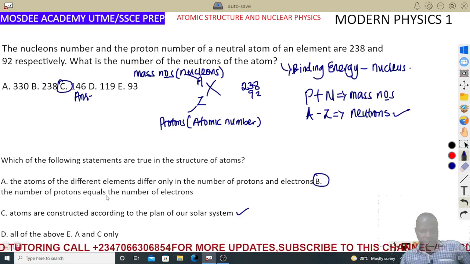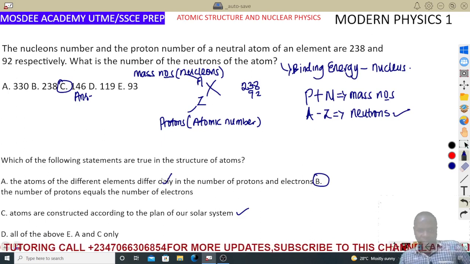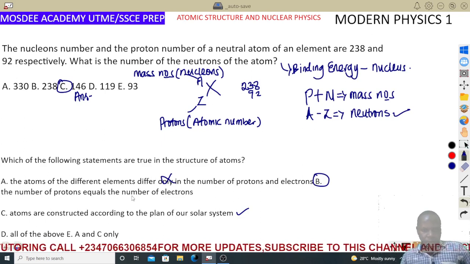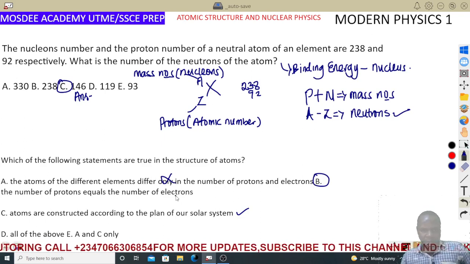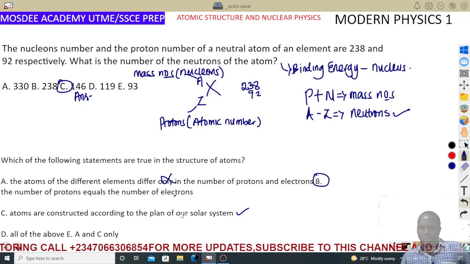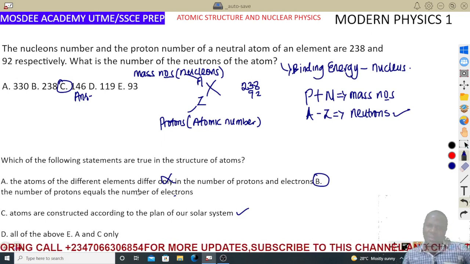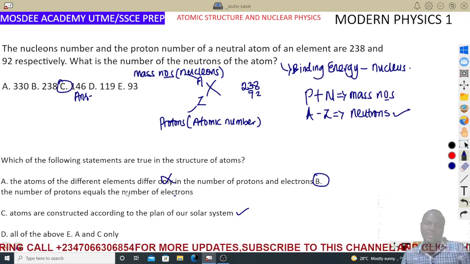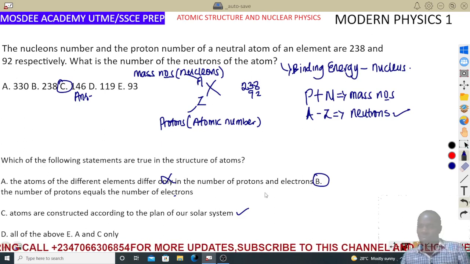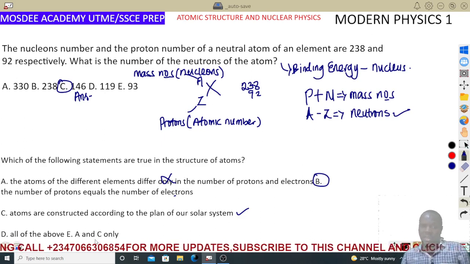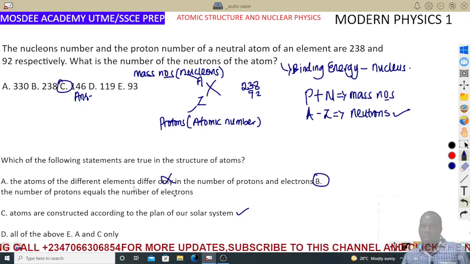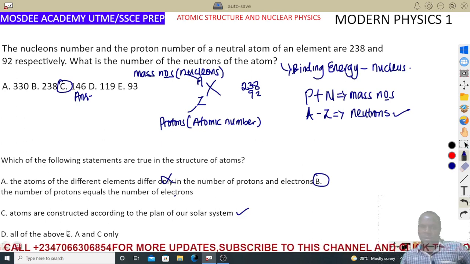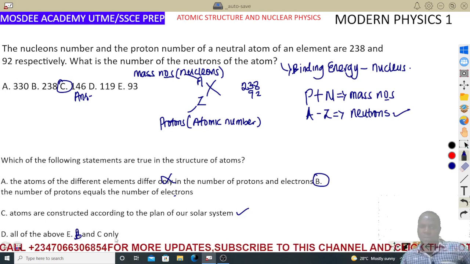Please note that the first statement is wrong. The second statement is correct: the number of protons is equal to the number of electrons. C is also correct. The atoms of different elements differ not only in the numbers of protons and electrons, they also differ in the number of neutrons. So I think there's a mistake here, because the answer to this question should be B and C, not A and C. Maybe there's a typo when my students were typing this. So B and C are correct according to the composition of an atom. You can change this to B, and that will be the answer.